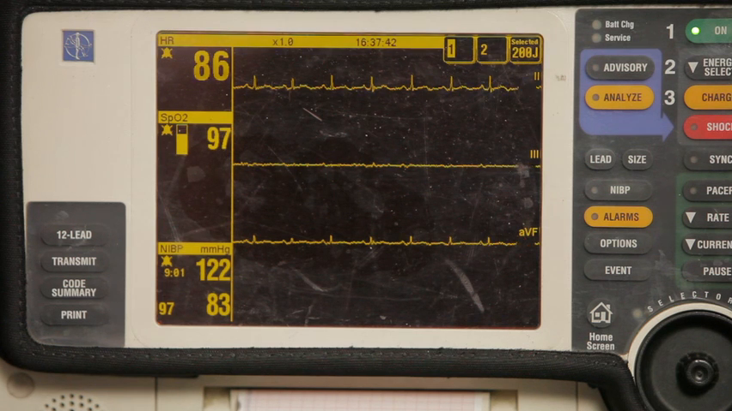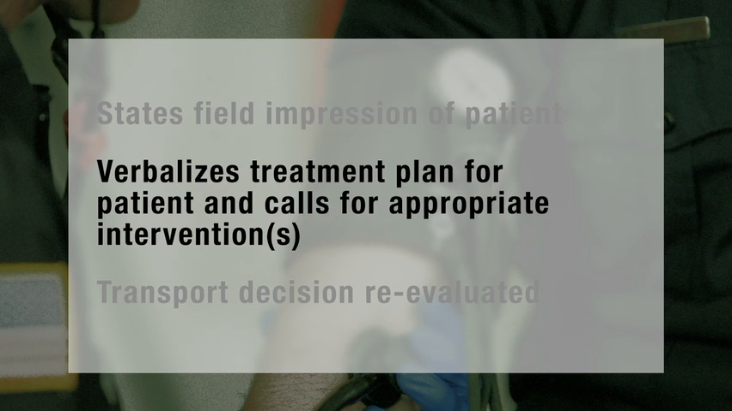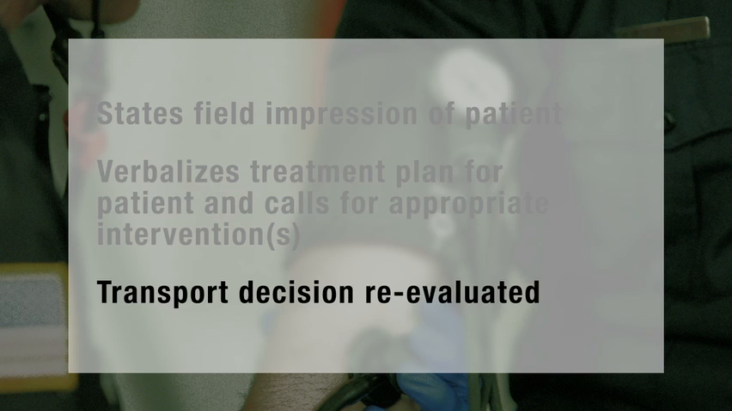For example, if your patient is having chest pain or shortness of breath, you'll be asked to place the patient on the EKG monitor. And at this time, you'll verbalize to your evaluator about your field impression. Once you get your field impression, you'll be asked to give a treatment plan and then reevaluate your transport decision.